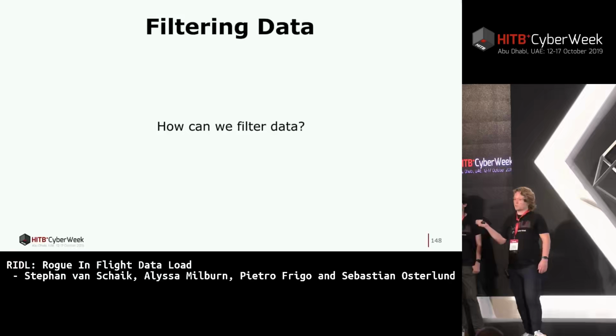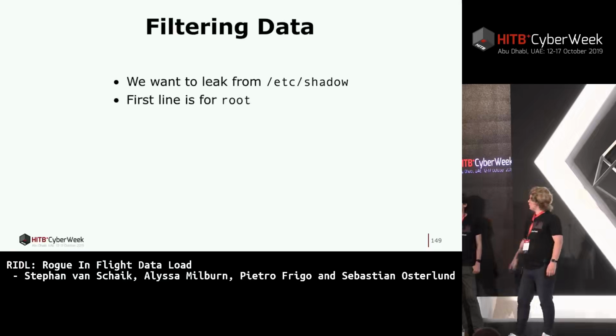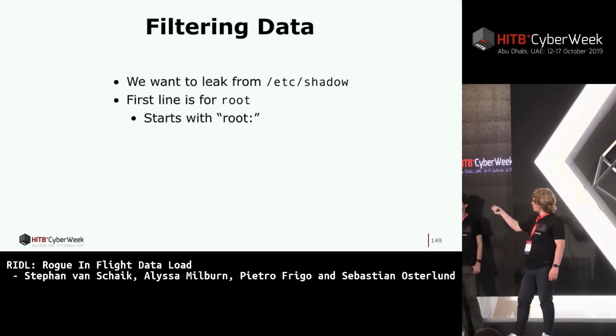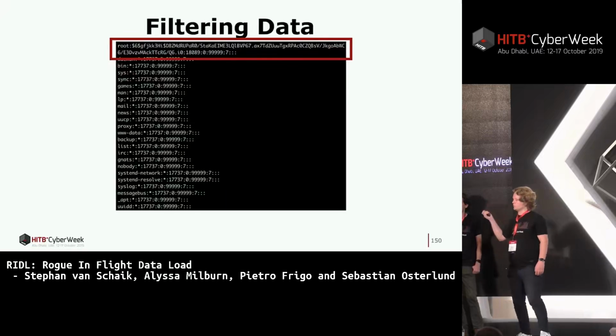So how does this work in practice? Recall, we want to leak from /etc/shadow. The first line of this file is usually for the root entry. So it starts with these characters, root colon. Here you see a screenshot of the /etc/shadow file on my computer, I think. As you can see, it starts with root. So this is always known. The file starts with this.